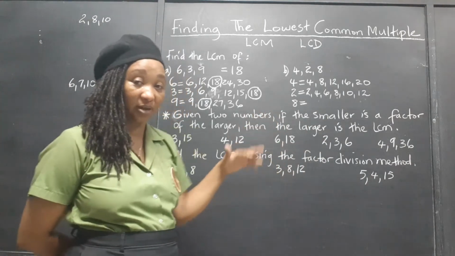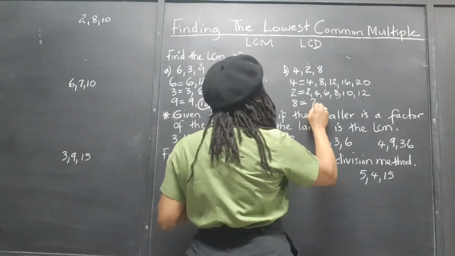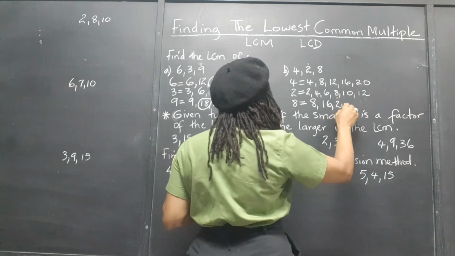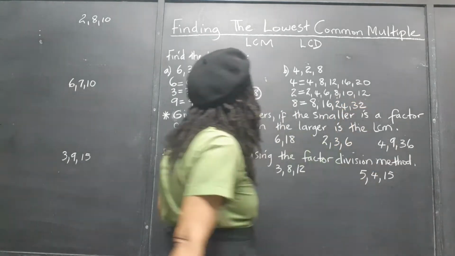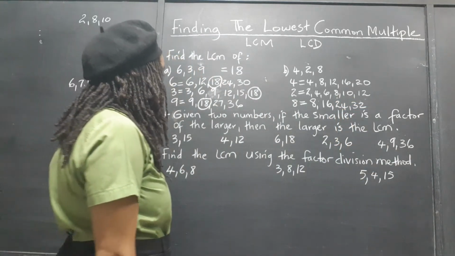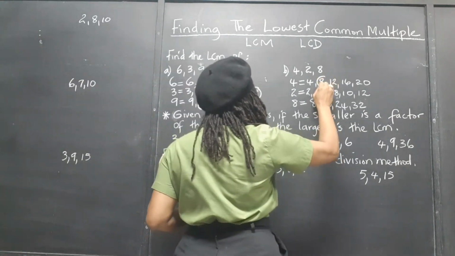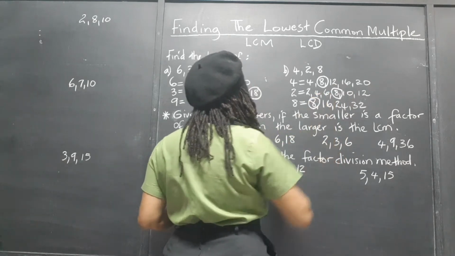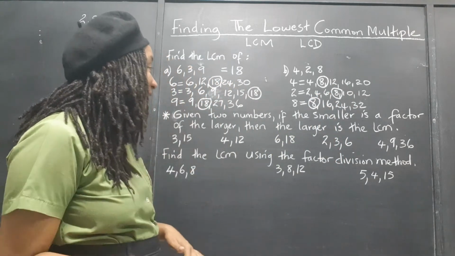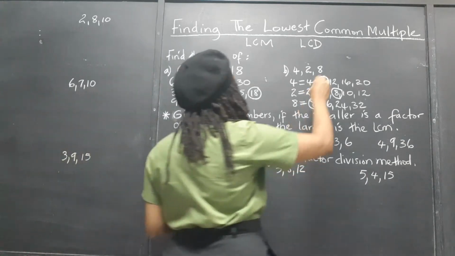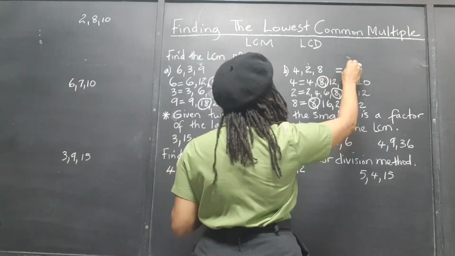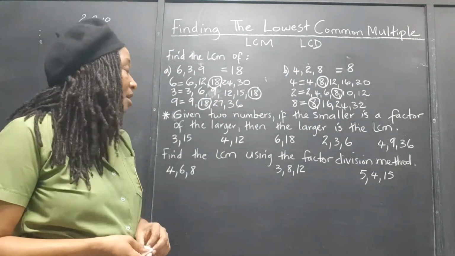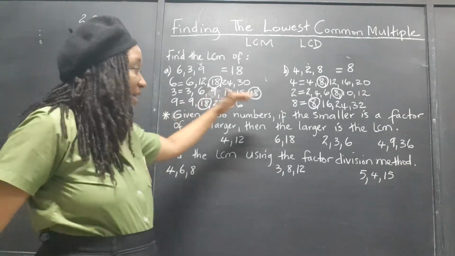So we have 8 ones, 8, 8 twos, 16, 8 threes is 24, 8 fours is 32. Alright, so have we identified one as yet? Yes, we have. So if we look, we see the 8 is common. The 8 is the lowest common multiple. It's the first multiple that's common to all three. Alright, that's 8. The LCM of 4, 2, and 8 is 8. So that's a method you can use.